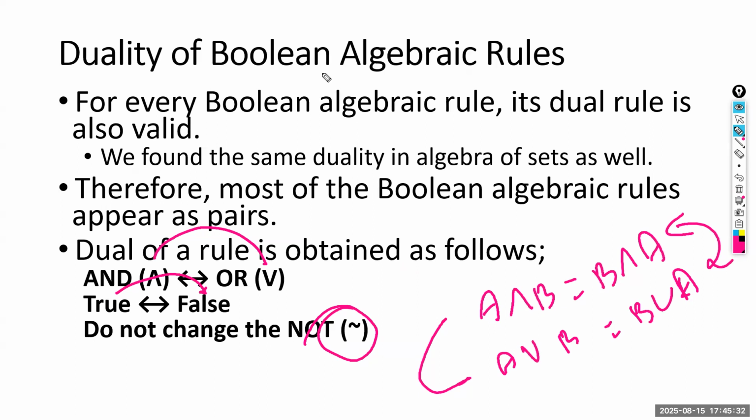So how do you get the dual? Change and into or, or into and. True into false, false into true, but don't touch not. And later, rather than and, we use dot. Rather than or, we use plus. Rather than true, we use one. Rather than false, we use zero. But that is later, right?